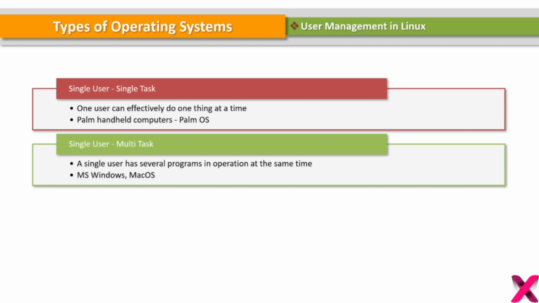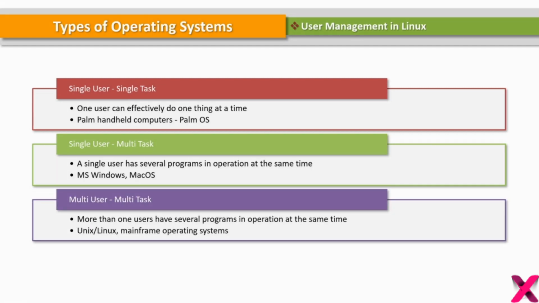Single user multitasking. This is the type of operating system most people use on their desktops and laptop computers today. Microsoft Windows and Apple's Mac OS platforms are both examples of operating systems that will let a single user have several programs in operation at the same time. Kind of take that for granted these days. But I'll give you an example. It's entirely possible for a Windows user to be writing a note in a word processor while downloading a file from the internet, while printing the text of an email message.